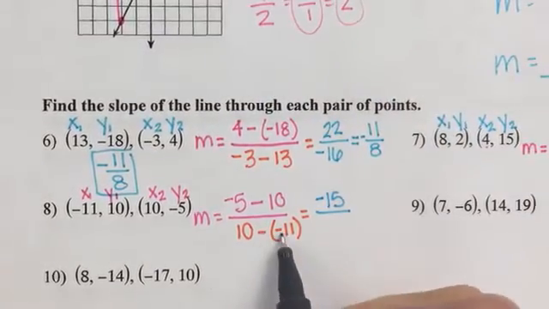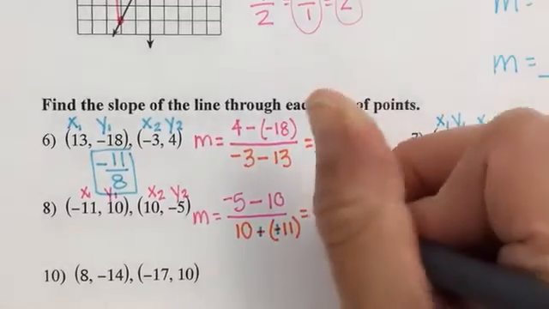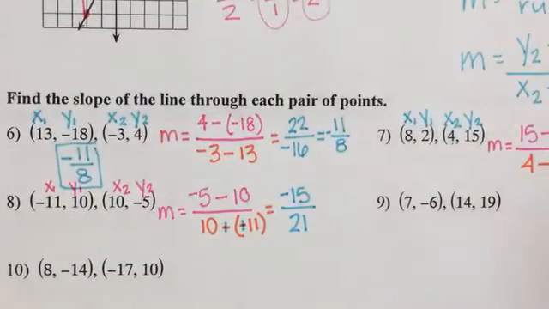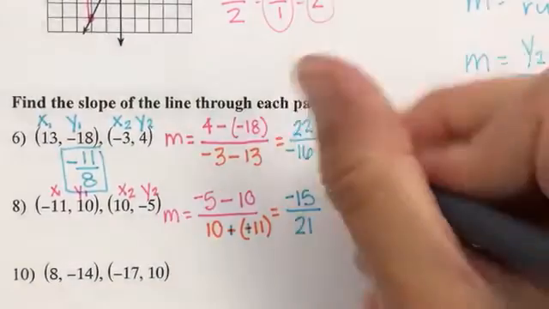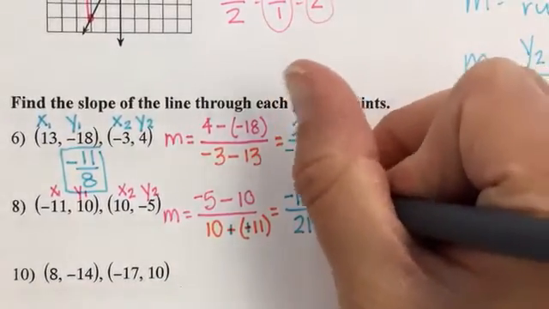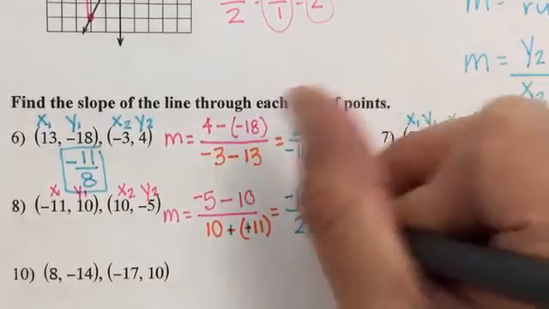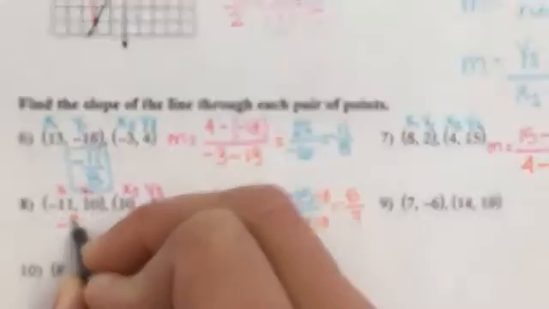Anytime you subtract a negative, it really ends up as addition. So 10 plus 11 is 21. Now 15 21sts can be simplified because they can both be divided by 3. How many times is 5? Yep, 5. And then 5 sevenths, and it is negative. So this one's a negative 5 sevenths.